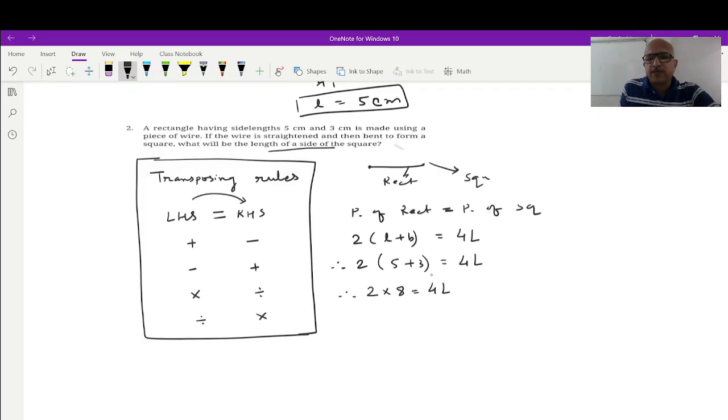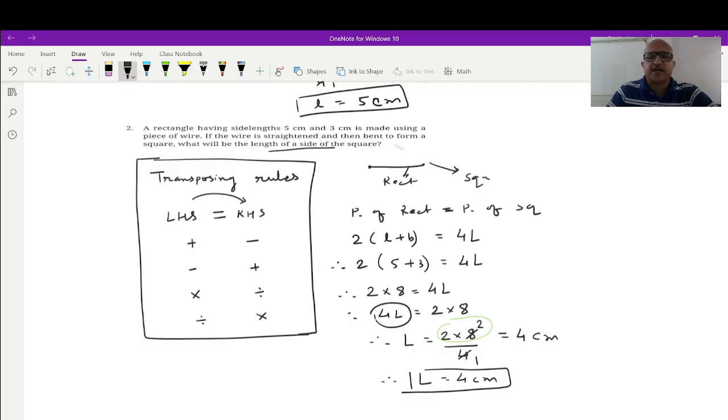Now we want to find out L, which is on the right hand side. So we'll transpose the whole, that is LHS to RHS. Now 4 is in multiplication with L. So L is equal to 8 divided by 4. 4 is in multiplication, so that goes to division. Let us reduce it. 4 ones are 4, 4 twos are 8. What is left in the numerator? That is 2. So we'll get 2, and the unit is centimeter, whatever unit we are supposed to write. So that means the length of the side of the square is 2 centimeter.